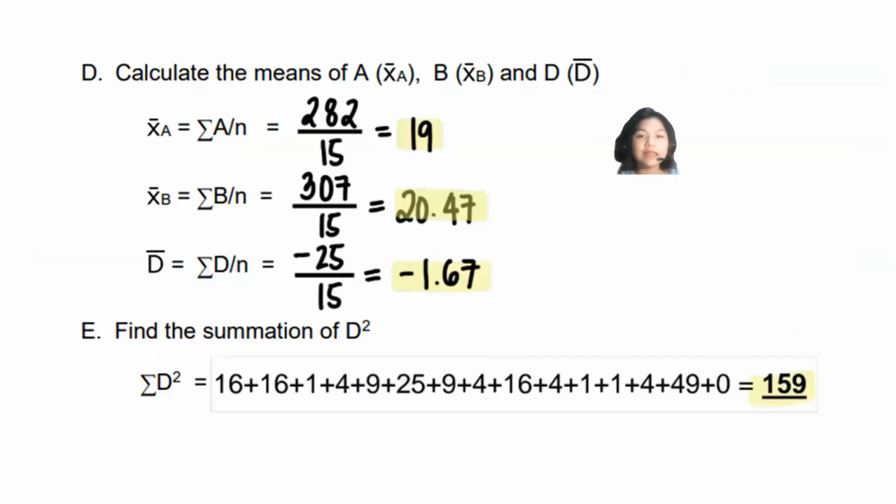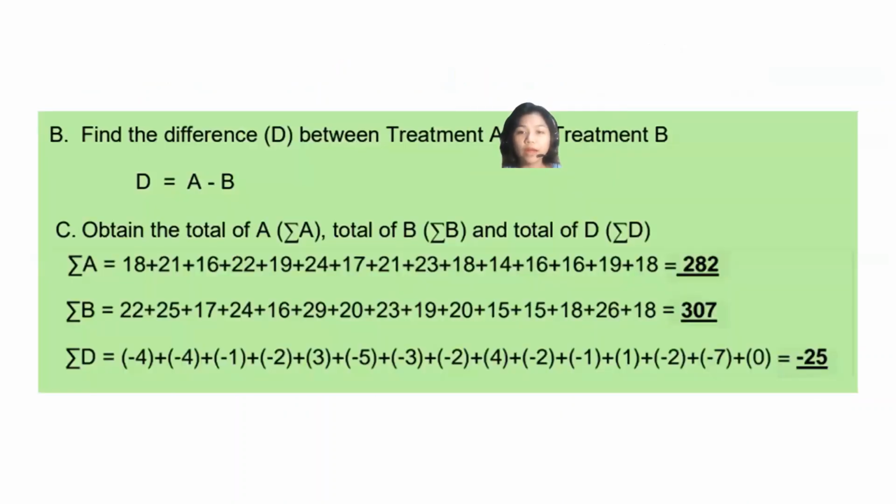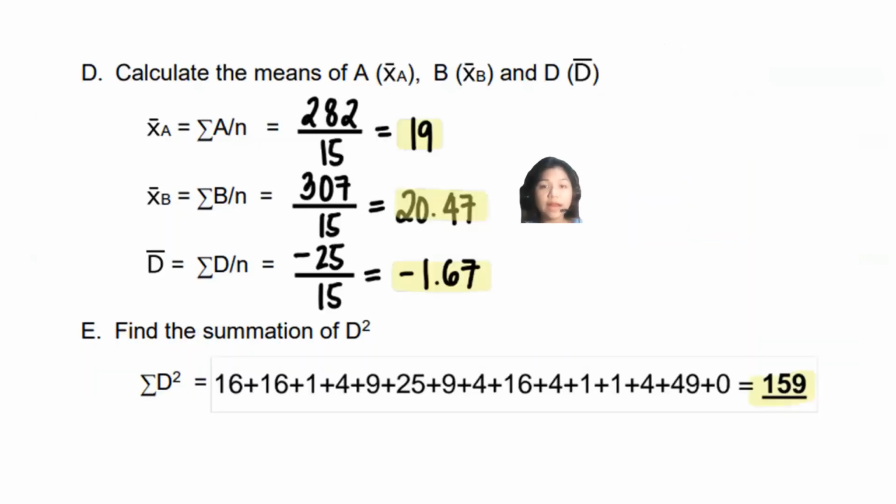Now, we need to calculate the means of A, B, and D. For the means, we just divide by the sample size. So our summations, 282, 307, and negative 25, are each divided by 15. So we have a mean of 19 for A, the mean of B is 20.47, and the mean of D is negative 1.67.